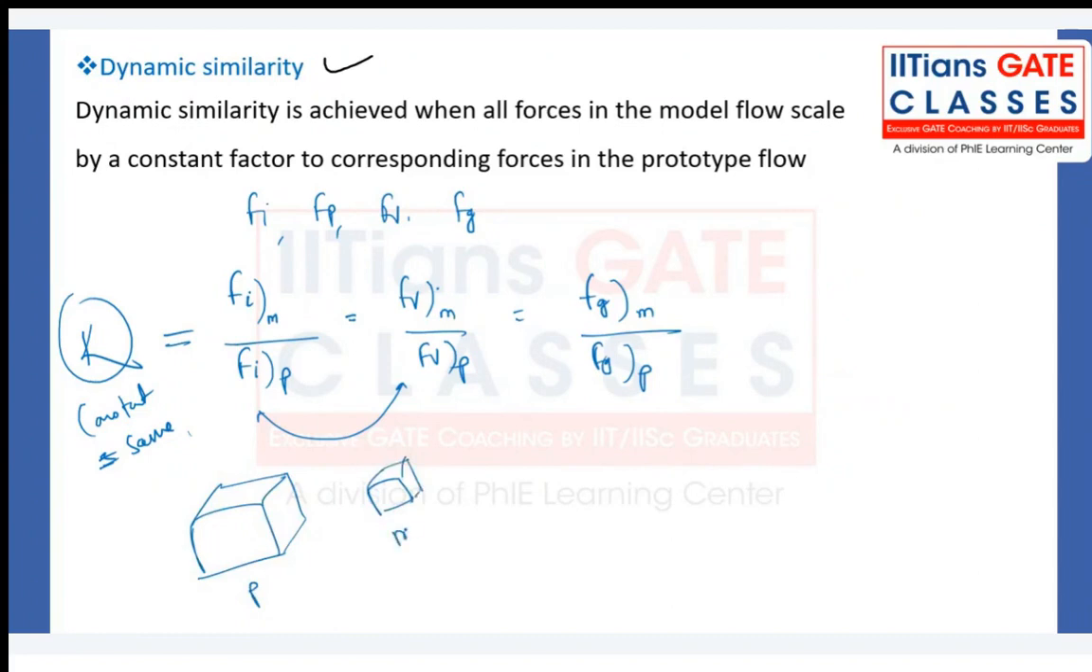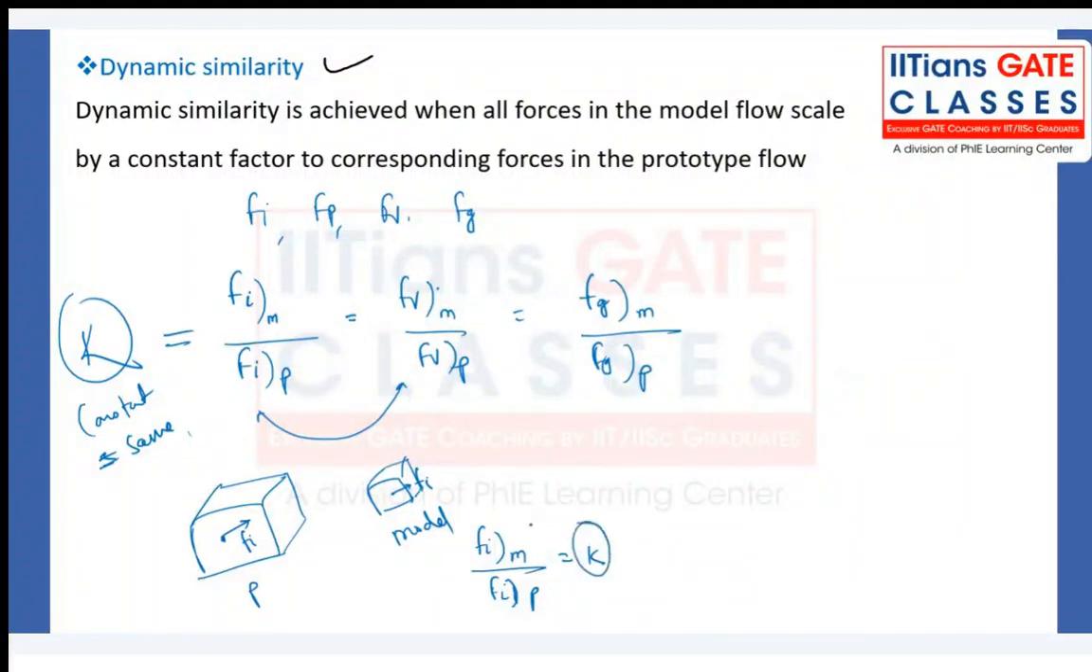For example, let's say we have the inertia force for the model and the inertia force for the prototype, and I know the two values. By the two values I will get one ratio: inertia force of the model to inertia force of the prototype. We got this value as K. All the forces, whether gravity force, surface tension force, elastic force, whatever forces there are, have to be in the same ratio as given by this K.